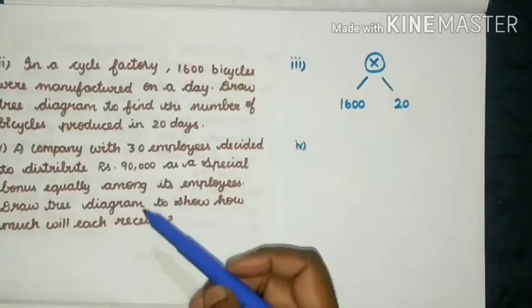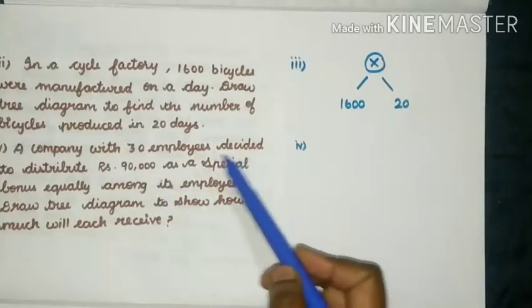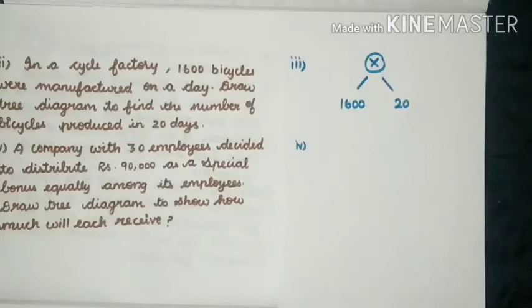Fourth one. A company with 30 employees decided to distribute rupees 90,000 as a special bonus equally among its employees. Draw a tree diagram to show how much each will receive. See, here the amount 90,000 is given for 30 employees. They are going to divide rupees 90,000 among 30 employees. You have to find how much each will receive.